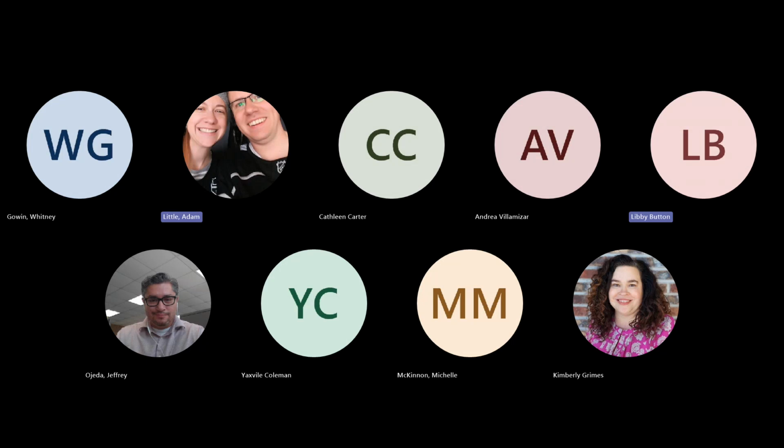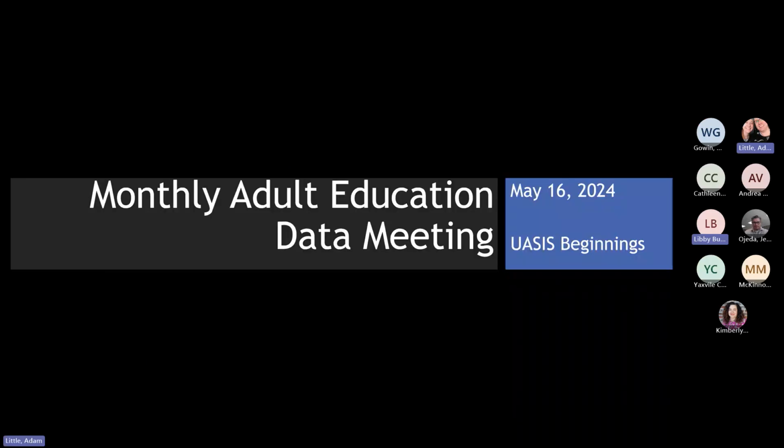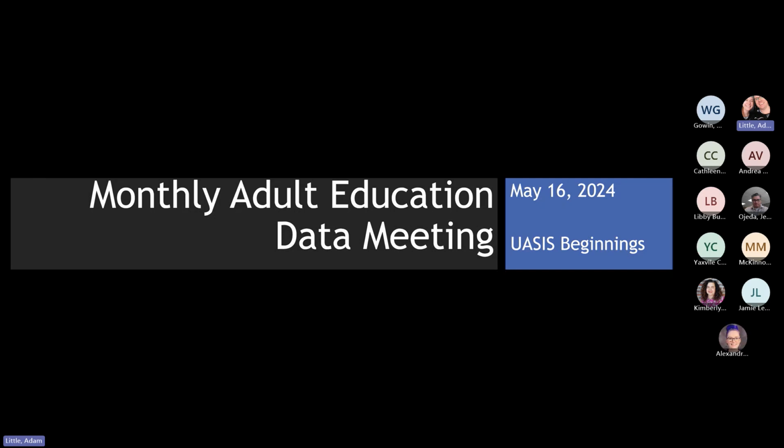Today is going to be a fairly short meeting. What we're going to go over is really what we're going to be discussing or doing over the next month or so, and also how the UASIS beginnings are going to be. I want to give you a very clear picture of what our timeline is going to be, and then we're going to answer any questions that you have regarding the new UASIS system and things like that.